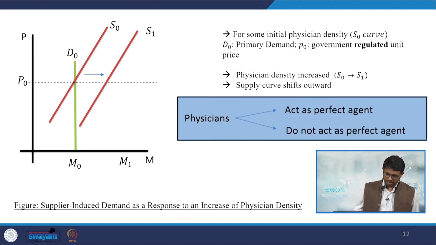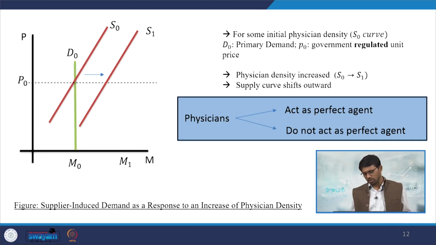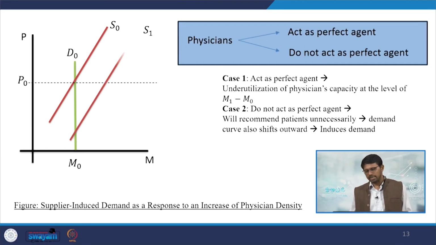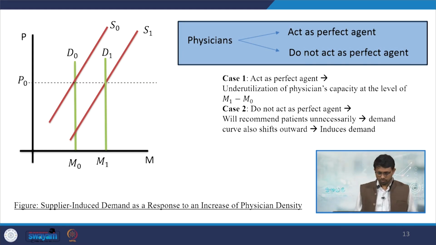Given this case, the physician might act as a perfect agent or might not. We are heading toward our modeling on induced demand. We are just giving the anecdote to the problem. In case 1, when the physician acts as a perfect agent, there is a possibility of underutilization of the physician's capacity, at the level of M1 to M0.